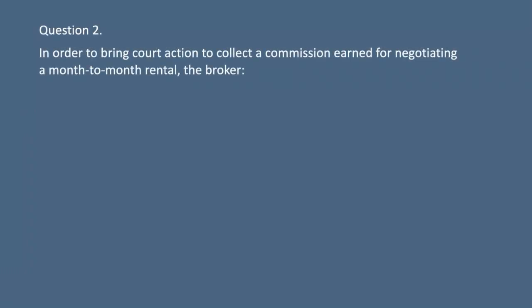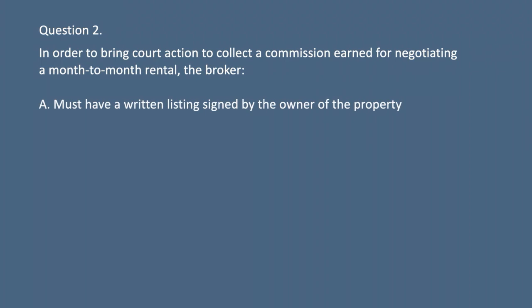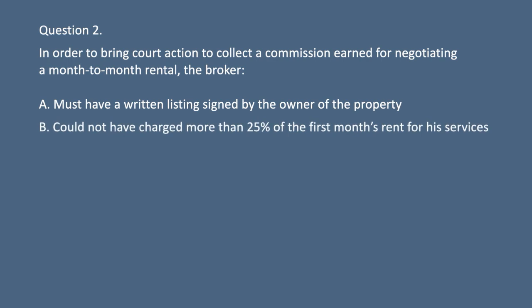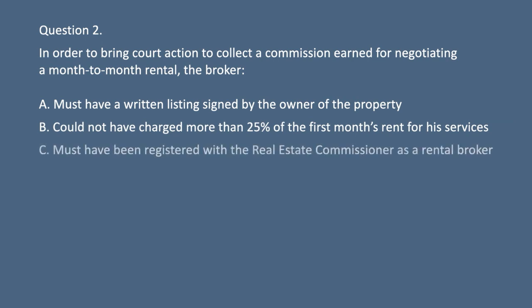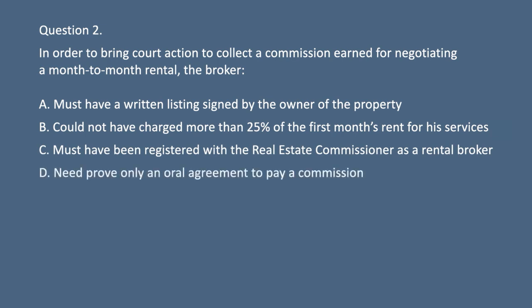Question 2. In order to bring court action to collect a commission earned for negotiating a month-to-month rental, the broker: A. Must have a written listing signed by the owner of the property. B. Could not have charged more than 25% of the first month's rent for his services. C. Must have been registered with the real estate commissioner as a rental broker. D. Could prove only an oral agreement to pay a commission.